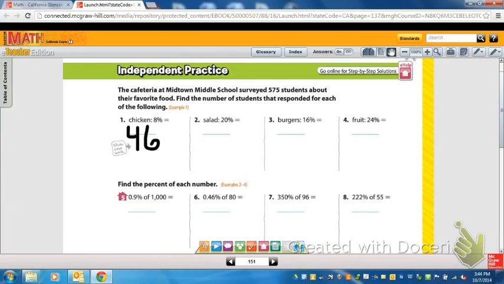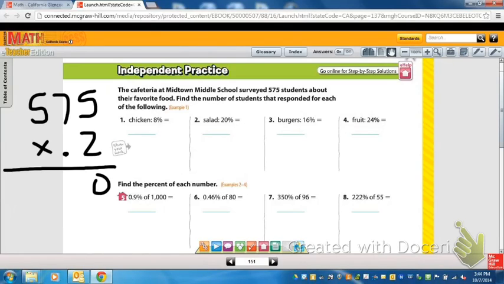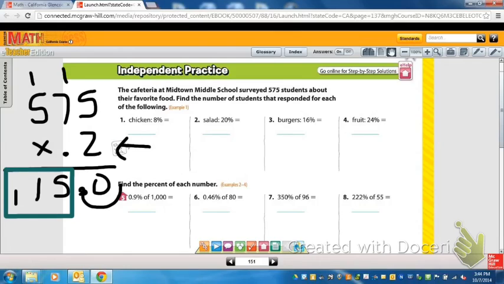Number 2, we have 20%. Move our decimal 2 places to the left, would just be 0.2. It's 0.20, but the same thing applies. We don't need the zero. So 575 times 0.2. 10, 14 plus 1 is 15. Carry the 1. 2 times 5 is 10, plus 1 is 11. And move my decimal 1 place to the left. So all I have left is 115. So number 2, 20% of 575 is 115.